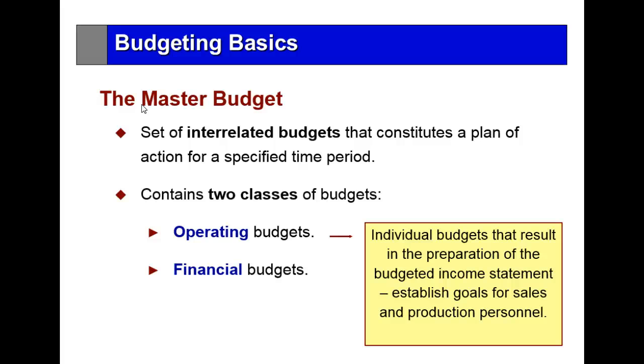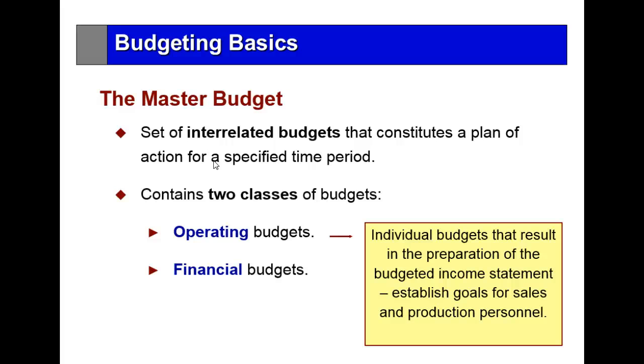to work together, ultimately containing what's called operating budgets along with financial budgets. So operating budgets are going to be related to what type of production are we going to occur and have our plan or budget for the year.